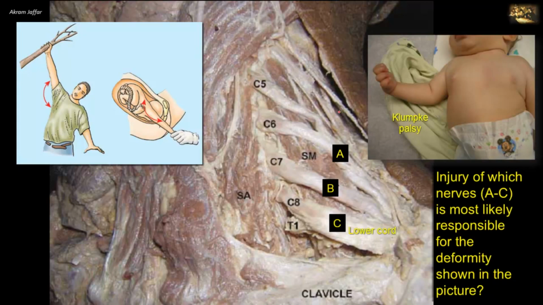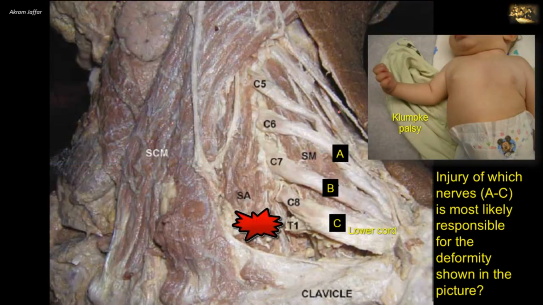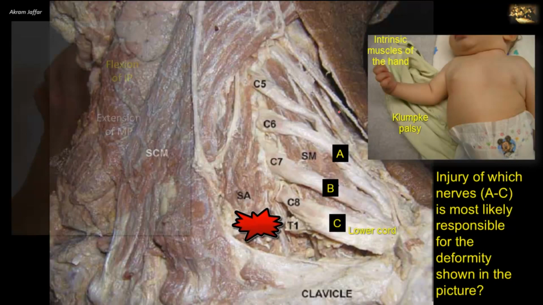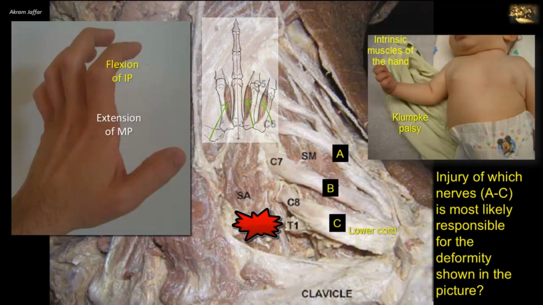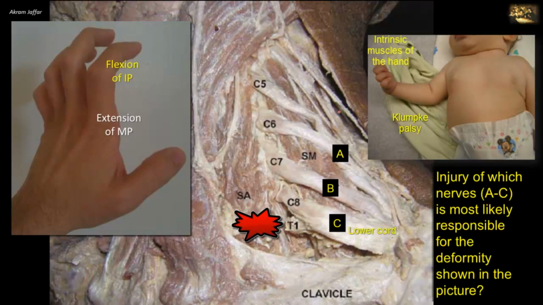Note that T1 lesions may also occur because of a cervical rib. In Klumpke's palsy, the first thoracic spinal nerve is usually torn, and thus affecting the lower cord of the brachial plexus. The intrinsic muscles of the hands are affected, since this is the myotome of the intrinsic muscles of the hand, and so the hand looks like a claw due to hyperextension of the metacarpophalangeal joints and flexion of the interphalangeal joints. Because of the loss of action of the interosseous and lumbricals, which are supplied by the ulnar nerve, which carries fibers from T1 to supply these muscles.